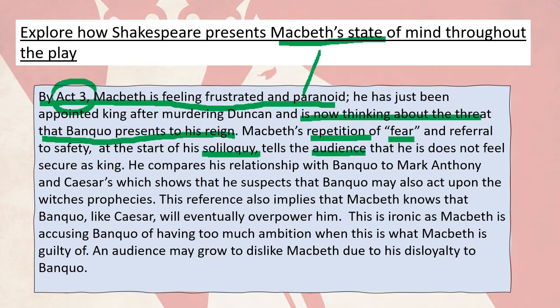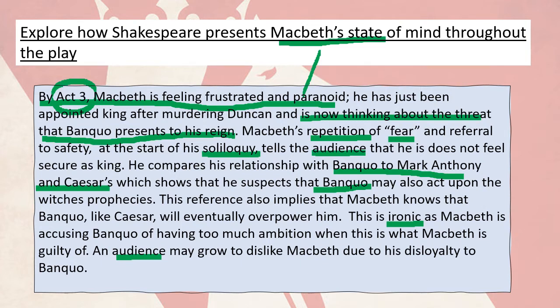He compares his relationship with Banquo to Mark Antony and Caesar's, which shows that he suspects that Banquo may also act upon the witch's prophecies. So here he's referring to something that Macbeth says in his soliloquy, and he explains how that relates to another character in the play. And then a developed response. This reference also implies that Macbeth knows that Banquo, like Caesar, will eventually overpower him. This is ironic, as Macbeth is accusing Banquo of having too much ambition, when this is what Macbeth is guilty of. An audience may grow to dislike Macbeth due to his disloyalty to Banquo. Again, we've got reference to the audience there, and a device using irony. So that's what went well in this paragraph.